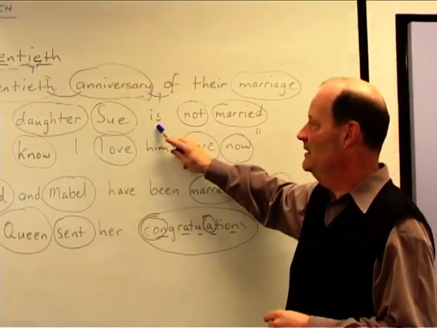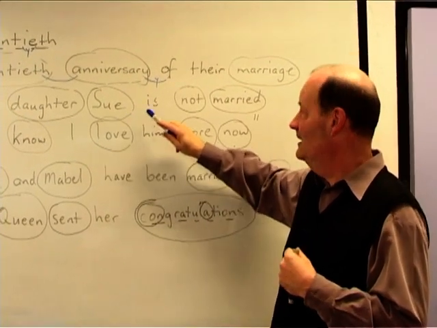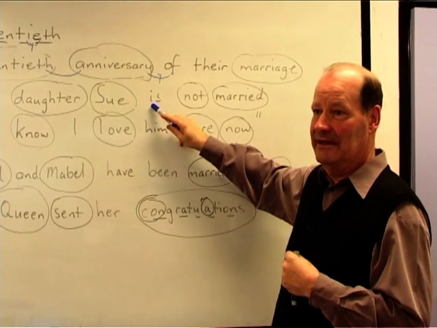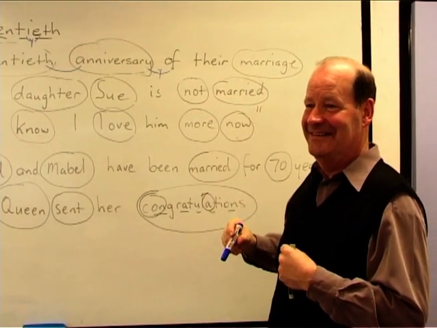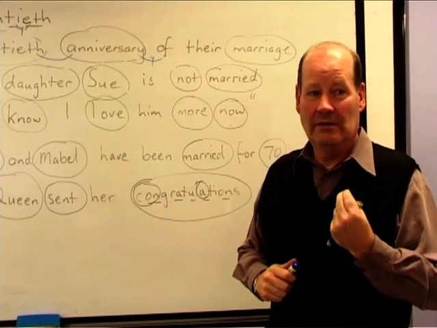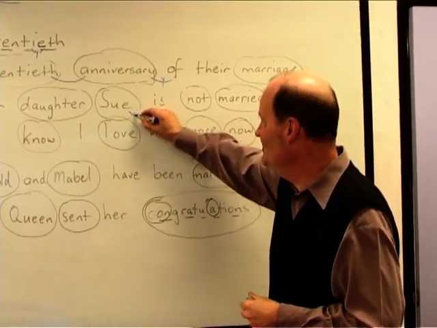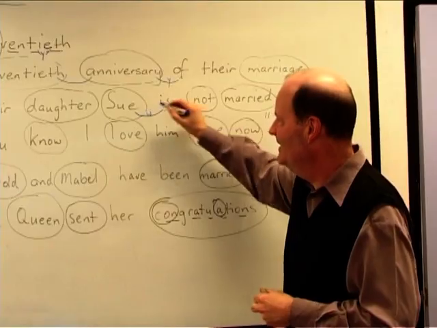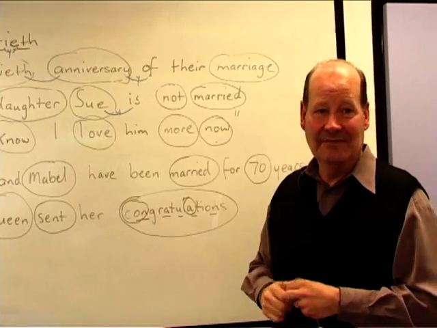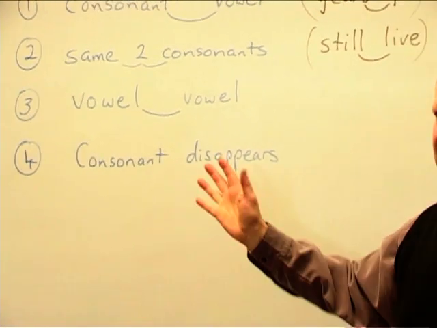Now in this sentence, what's this name? Shoe. And what's this word? Is. So this sound is oo, vowel sound, and this sound is I, vowel sound. Suis. What sound do you hear? Wa. Su. Suis. Like a W. Now the last one, where a consonant disappears.